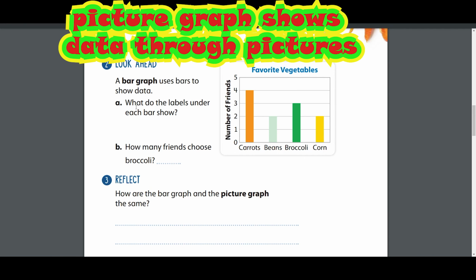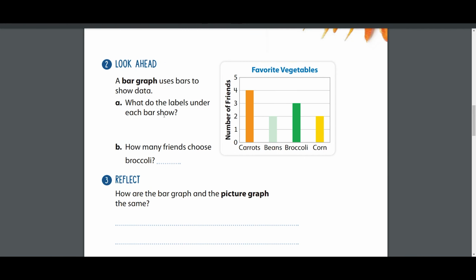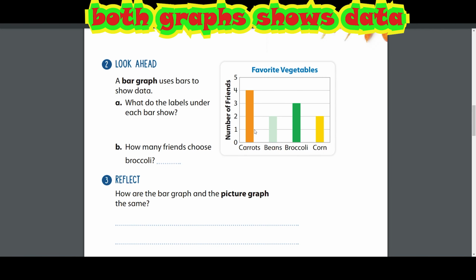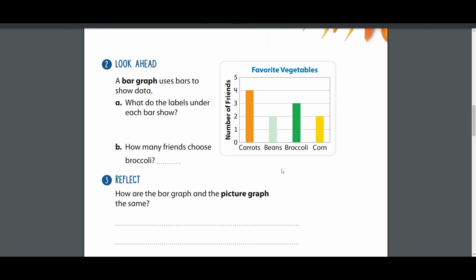That's the first question. What do the labels under each bar show? The labels under each bar show the favorite vegetables. How many friends chose broccoli? We can see here students chose broccoli: 1, 2, 3. How do we know that? Because the bar goes all the way to 3.